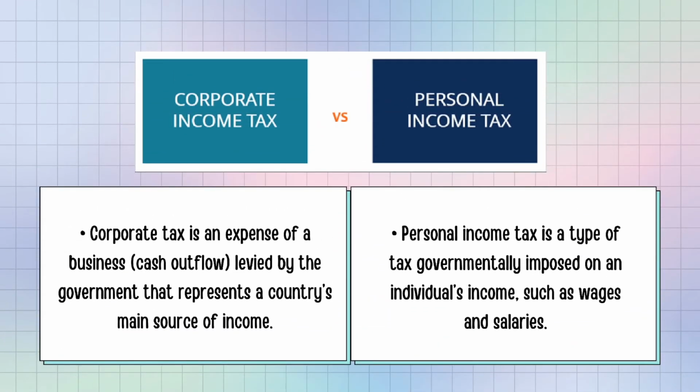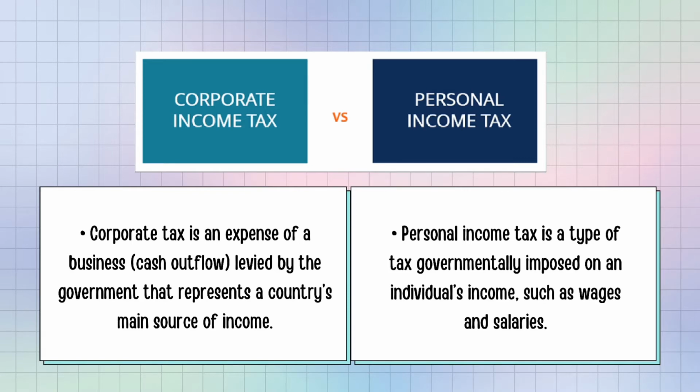Corporate income tax versus personal income tax. Corporate tax is an expense of a business, a cash outflow levied by the government that represents a country's main source of income. It means that corporate tax is a tax imposed by the government. This is usually given to giant corporations and companies and has big taxes imposed onto them.